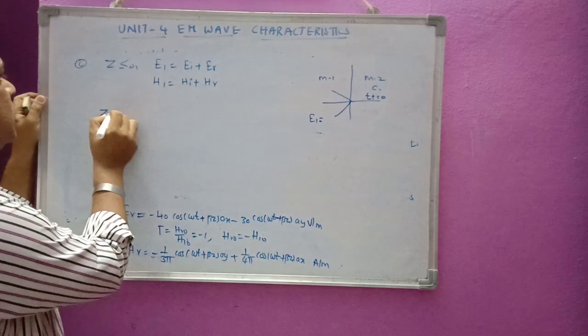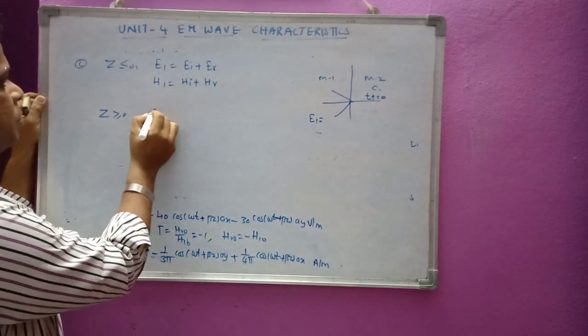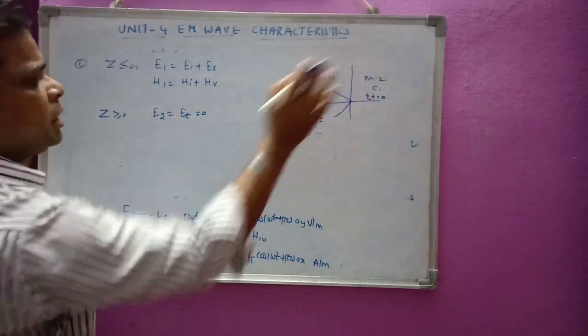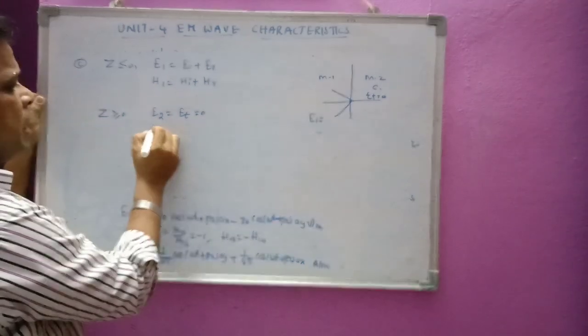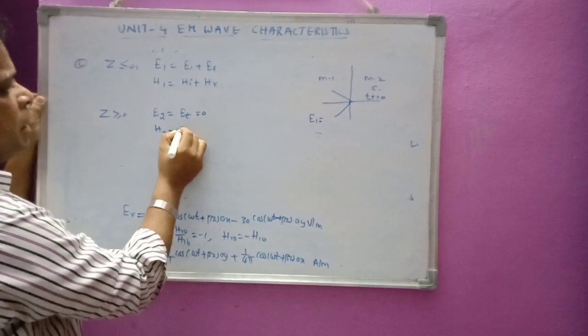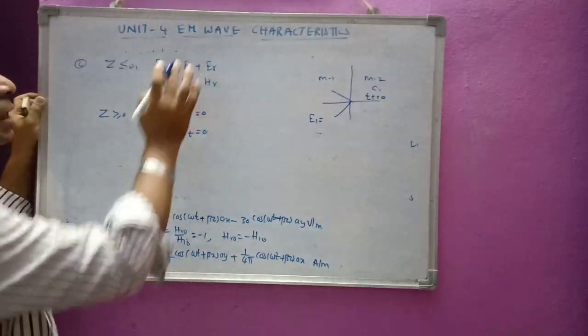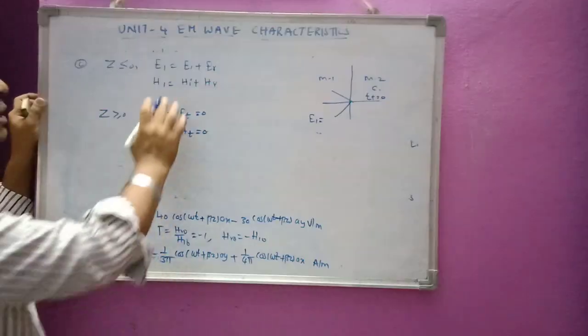And for z greater than 0, we can say that E2, that is ET, is equal to 0. Why? Because there is no transmitted field, because it is a conductor. And similarly H2, that is HT, is equal to 0, because we know that. So just add the EI and ER and HI and HR.